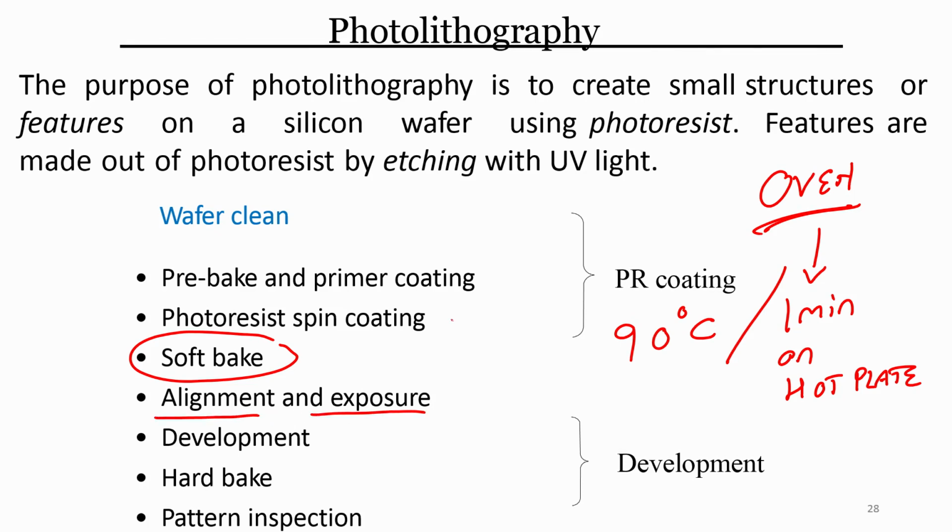So, I have a wafer, I clean the wafer, and then on this wafer I coat a primer. Of course, I pre-bake it and then coat the primer. On that I will spin coat my photoresist.